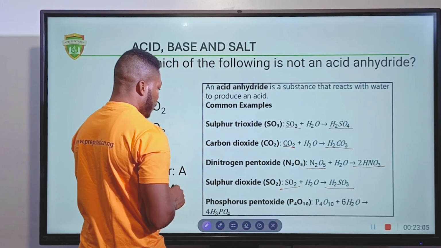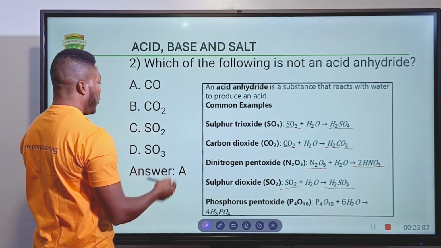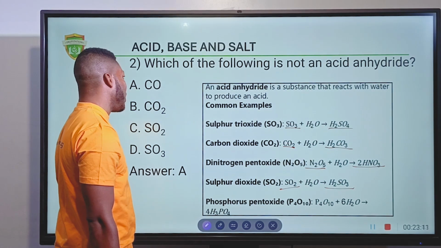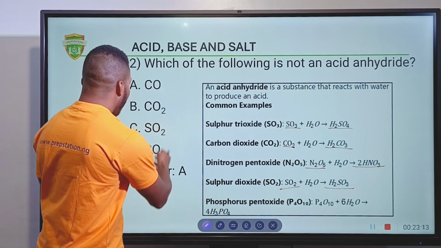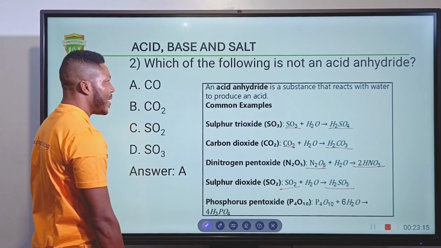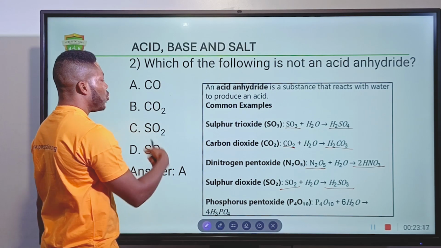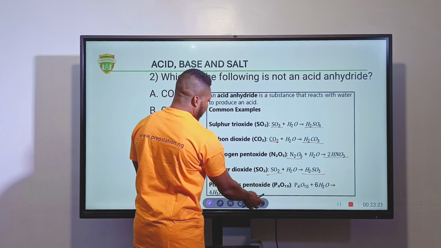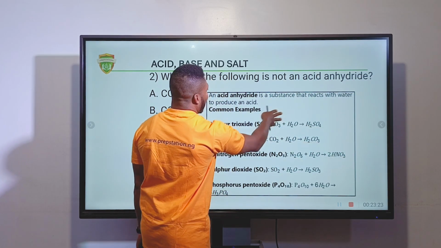But you see this one? CO. CO is not an acid anhydride because it will not react with water and give us an acid. So all others are called acid anhydrides, except carbon 2 oxide. Is that okay? So you must know some terms to be able to get your answer correctly.